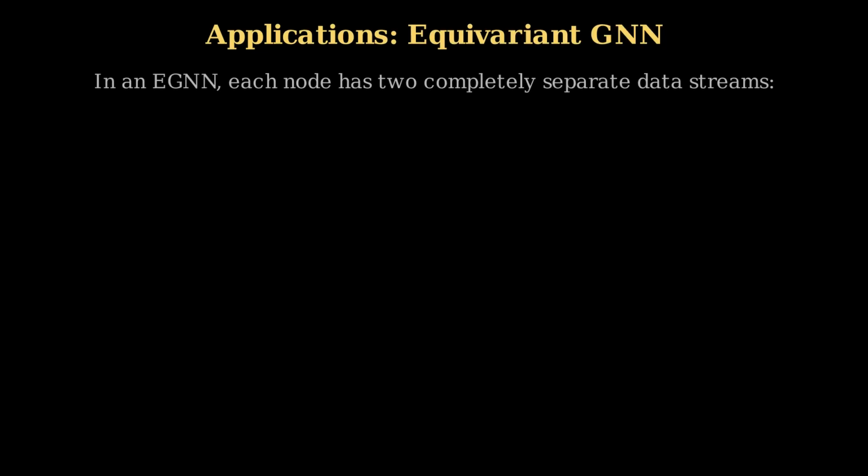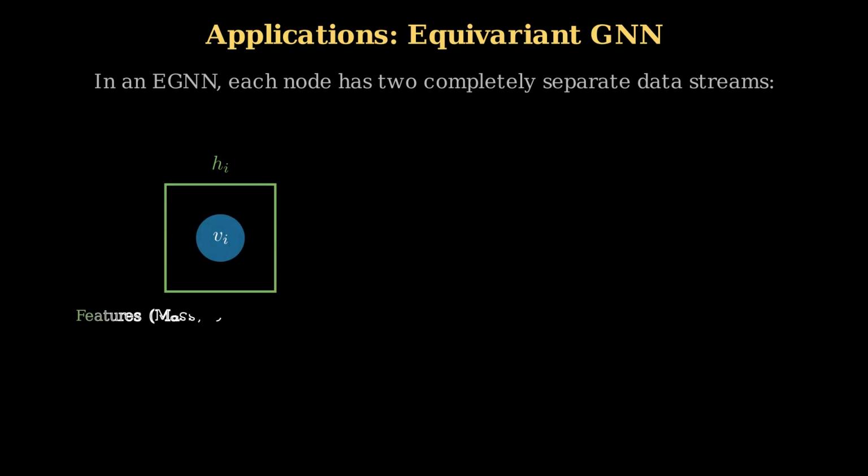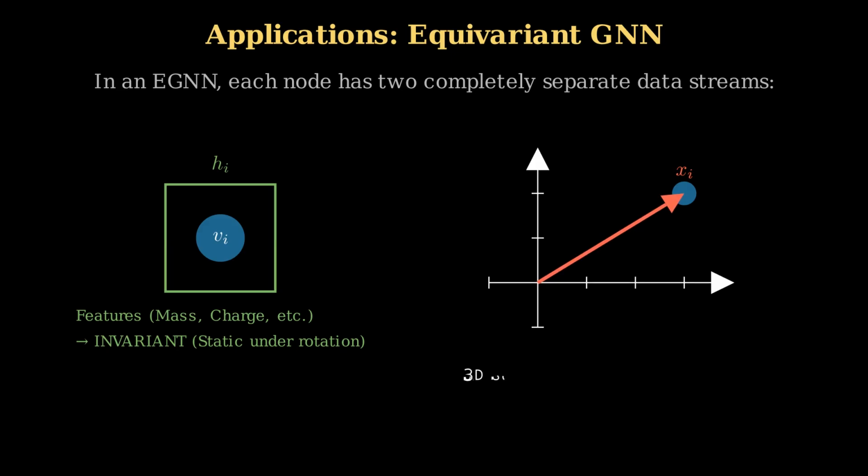Let's explore equivariant graph neural networks. In an EGNN, each node processes two completely distinct streams of information. First, we have node features, denoted as hi, like mass or charge. These are invariant. They don't change when the molecule rotates. Second, we have the spatial coordinates xi. These are equivariant, meaning they rotate in sync with the physical system.